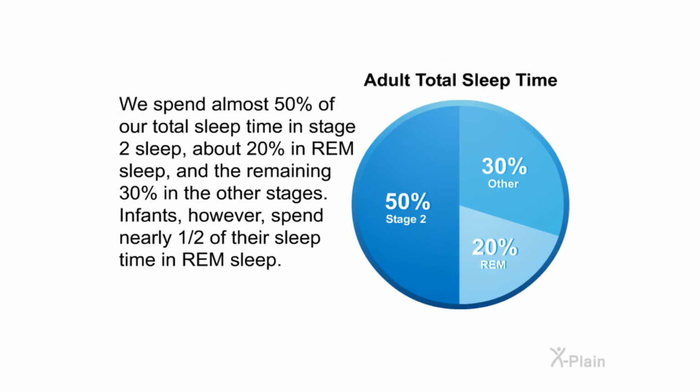We spend almost 50% of our total sleep time in Stage 2 sleep, about 20% in REM sleep, and the remaining 30% in the other stages. Infants, however, spend nearly 1/2 of their sleep time in REM sleep.